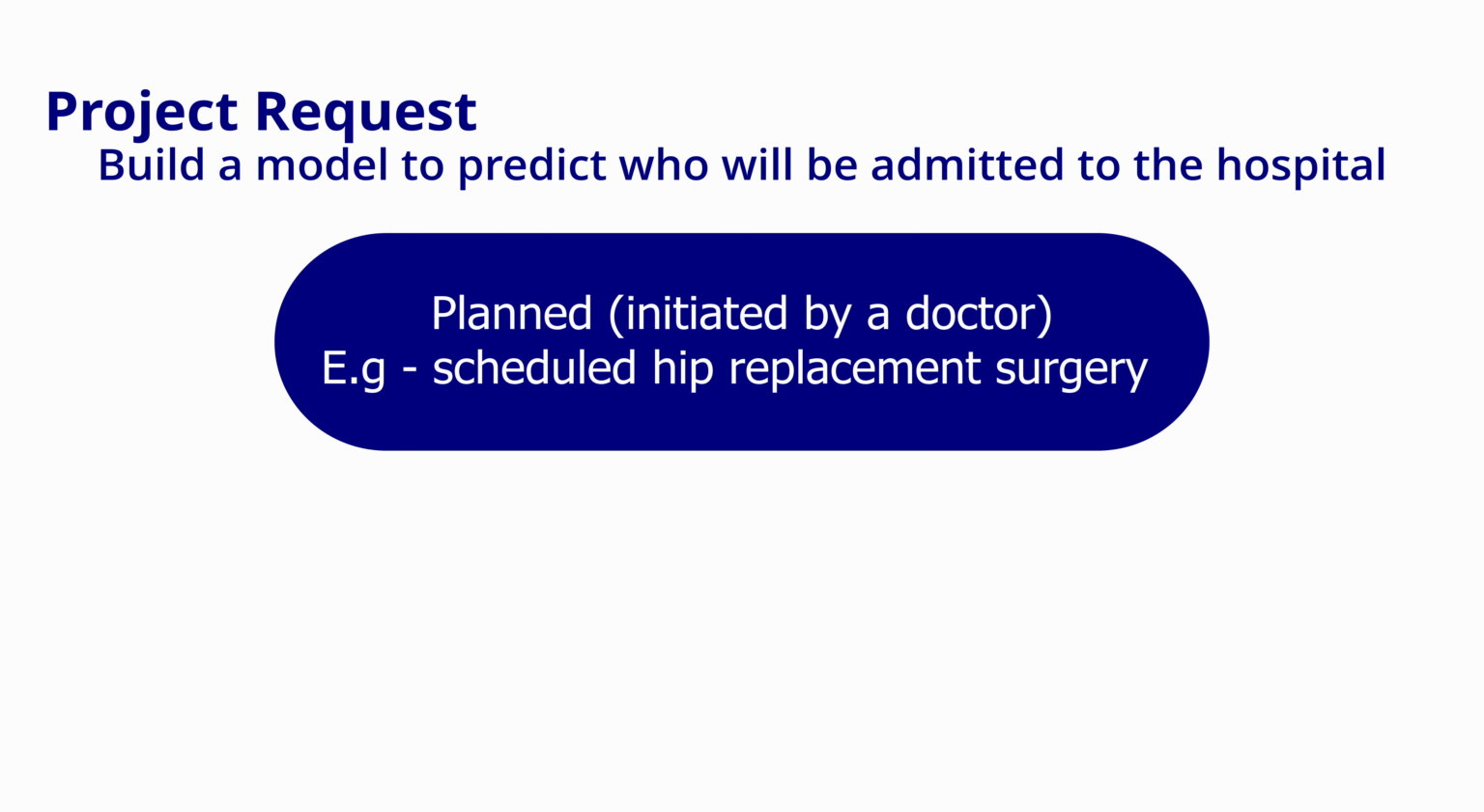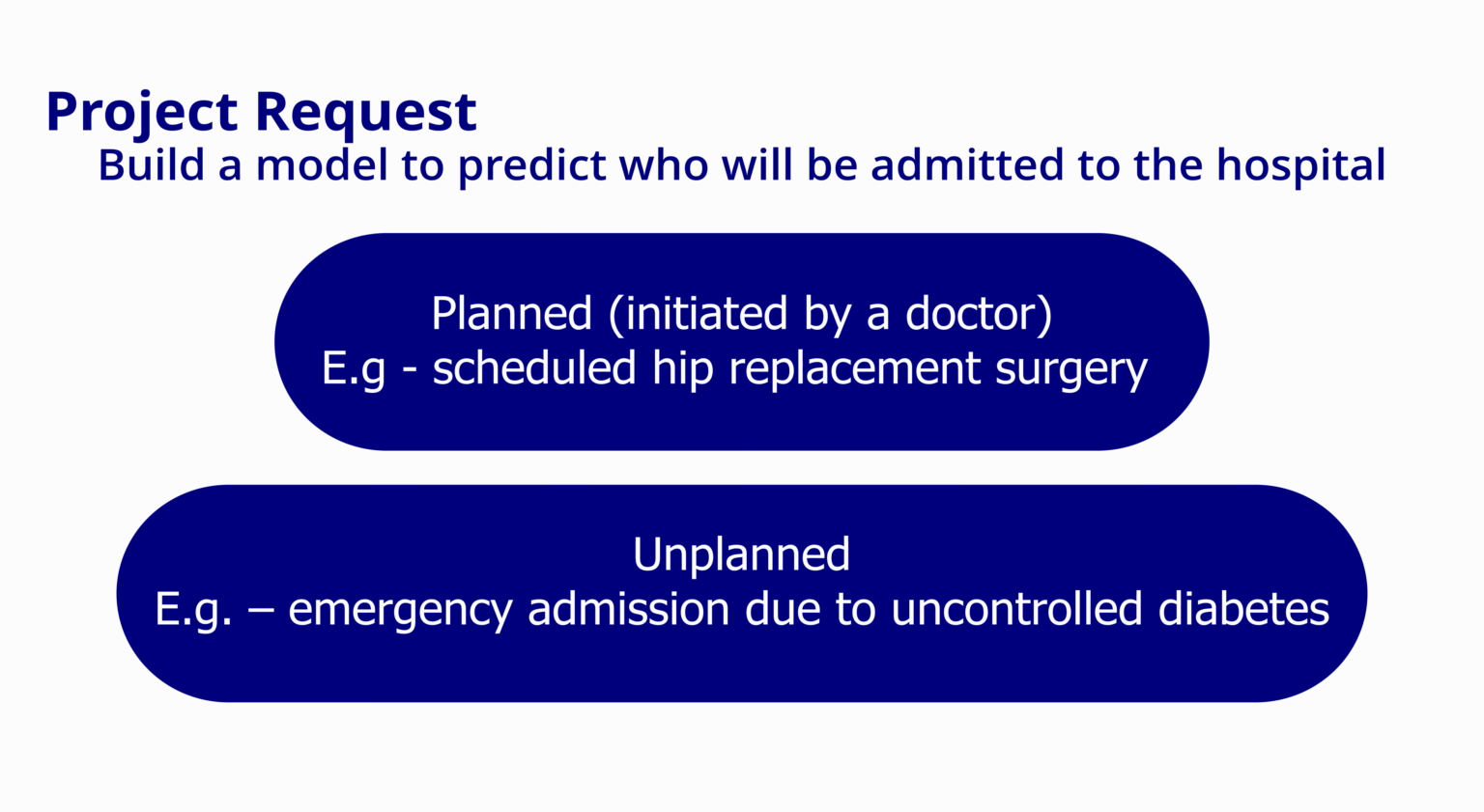Firstly, a planned admission initiated by a doctor, for example, a scheduled hip replacement surgery, and the second, an unplanned admission, for example, an emergency admission due to uncontrolled diabetes, and that this model should have actually accounted for only unplanned admissions because those can possibly be prevented through proactive care intervention.